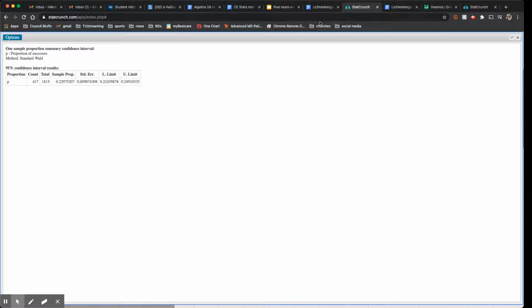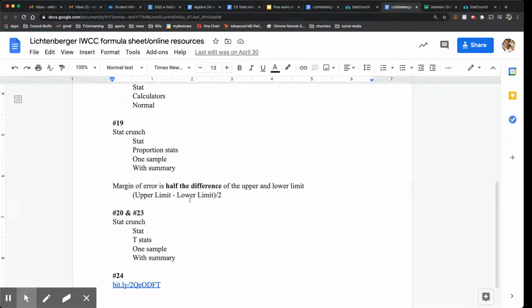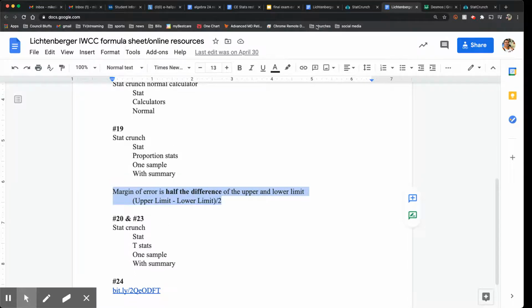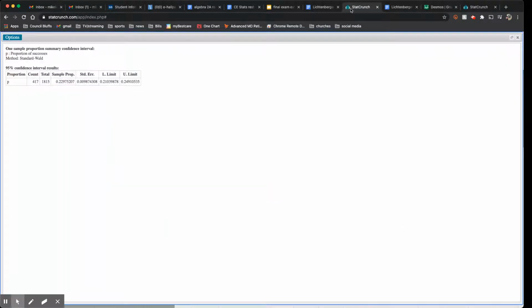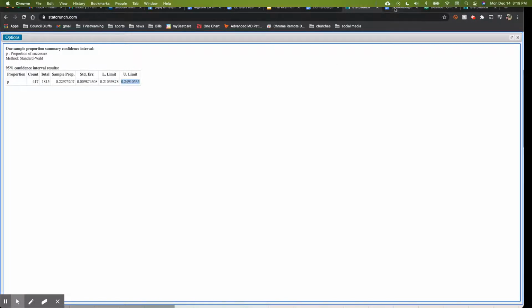Okay. Now that's not the answer, because the answer says find the margin of error. So notice it says the margin of error is half the difference of the upper and lower limits. So we're going to take the upper limit minus the lower limit, and then we're going to divide that difference by 2. So I'm just going to copy and paste here into Desmos.